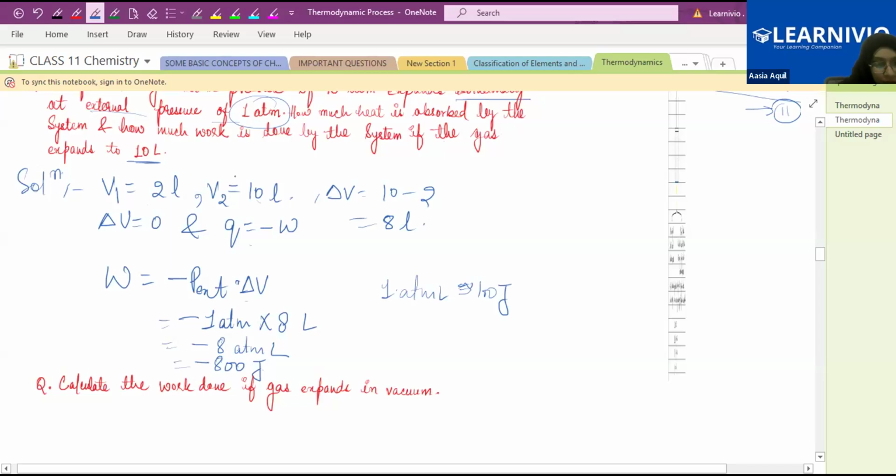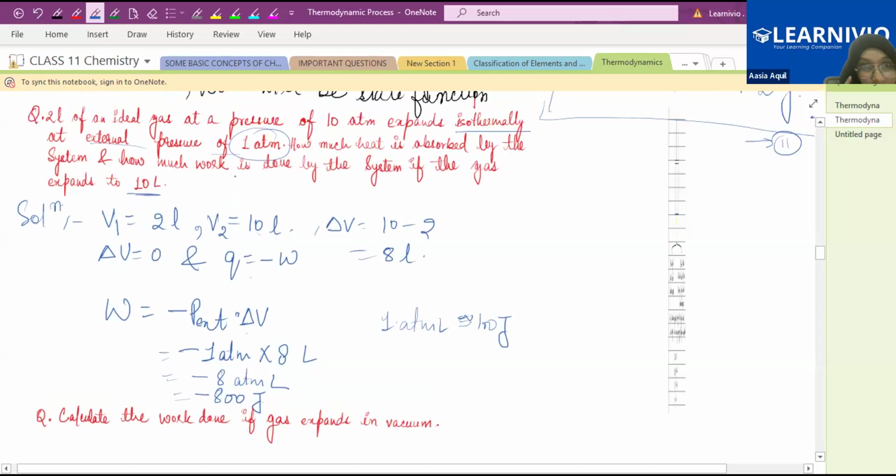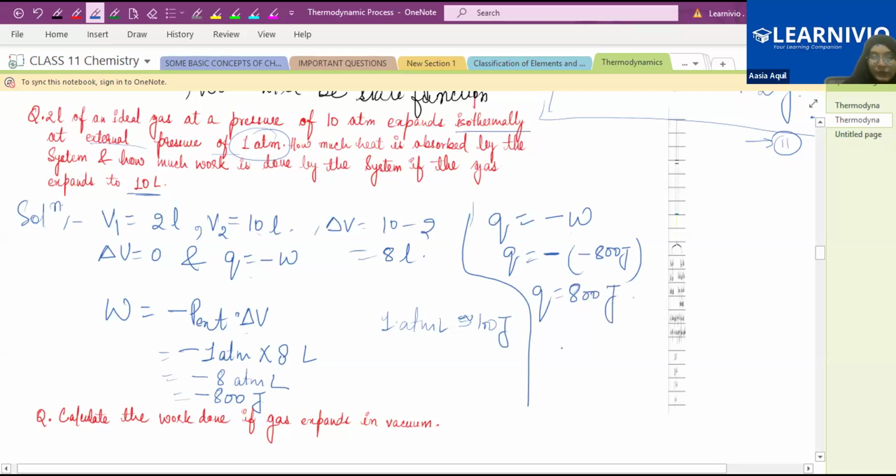Now, another question was there: how much heat is absorbed? You have to calculate the amount of heat, Q, also. And you know that for the isothermal system, Q is equal to minus W. So Q will be equal to minus of W. W is negative, minus 800, so minus minus becomes positive. It will give 800 joule of heat.